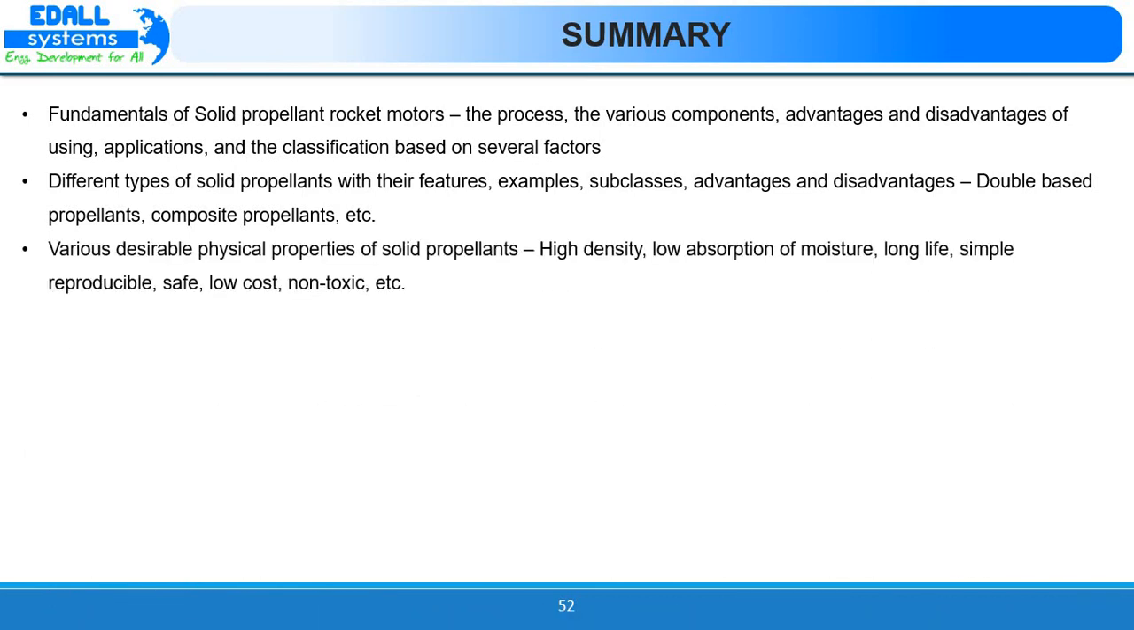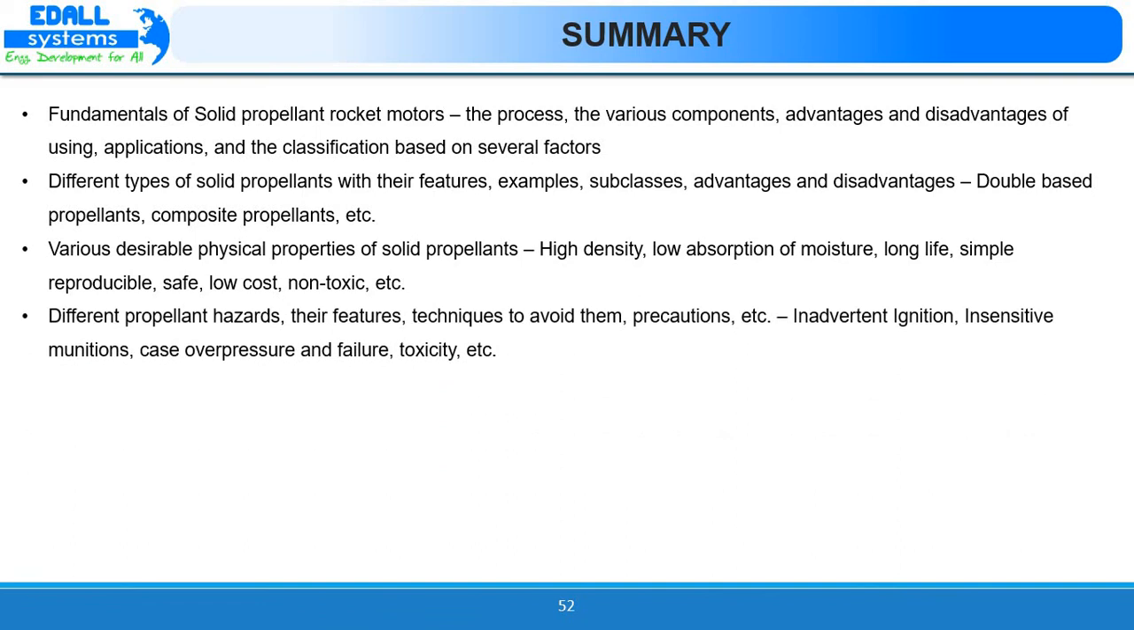Next we saw various desirable physical properties of solid propellants, that it should have high density, low absorption of moisture, long life, simple, reproducible, safe, low cost, non-toxic, etc. Then we have seen different propellant hazards, their features, techniques to avoid them, precautions one has to take care of, that is inadvertent ignition and sensitive munitions, case overpressure and failure, toxicity, etc.